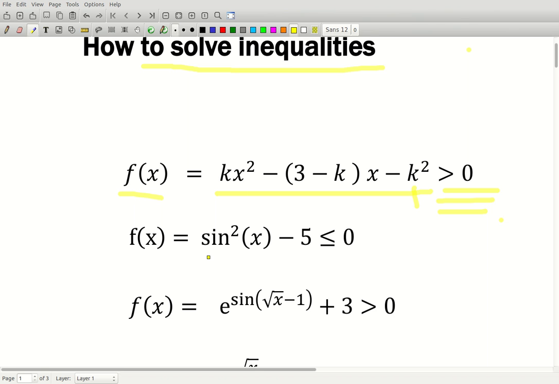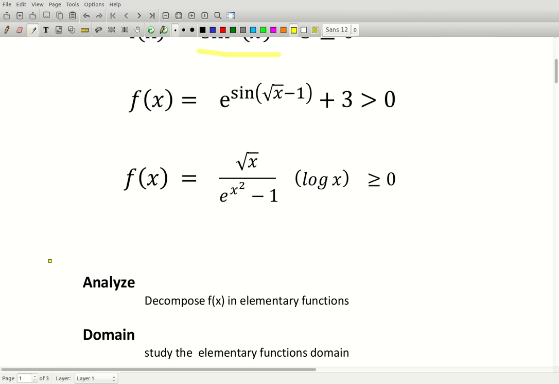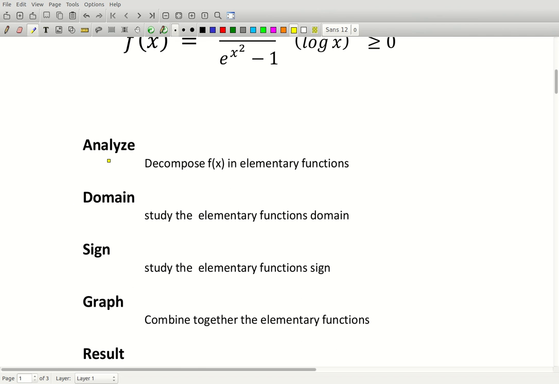You can find another kind of function, a trigonometric one like this, or a quite complicated one like this, or something even more complicated, with transcendental, exponential, logarithm, square root, all combined together, or also trigonometric functions. So, let's dive into our method. It is made of 5 steps: analyze, domain, sign, graph, and result.